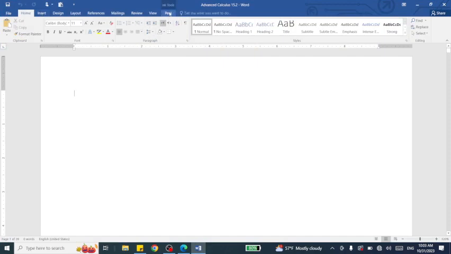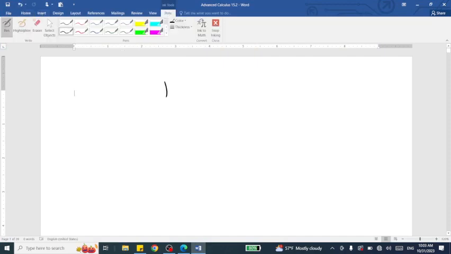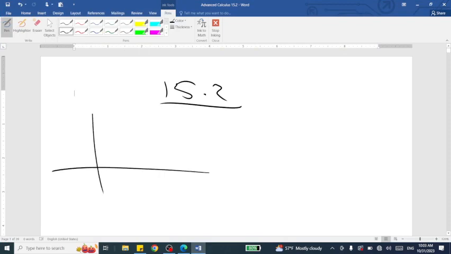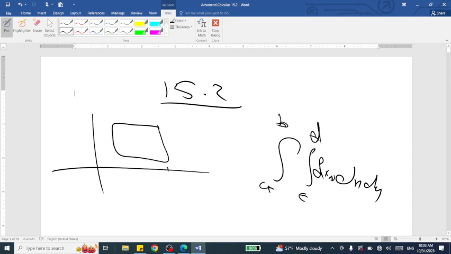Today we are going to talk about another topic in chapter 15, section 15.1.2. If you remember, in 15.1 we had an integral over a rectangular region. We have x and y, double integrals, dx dy, f of x, y, with limits a, b and c, d.